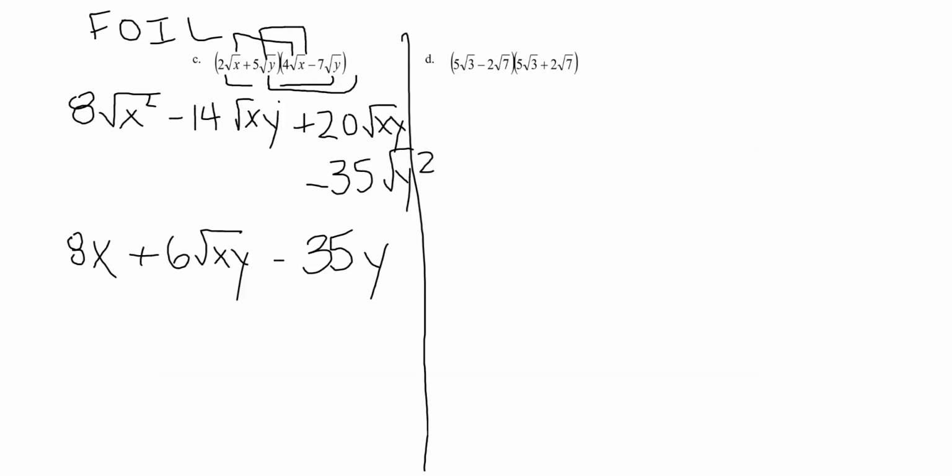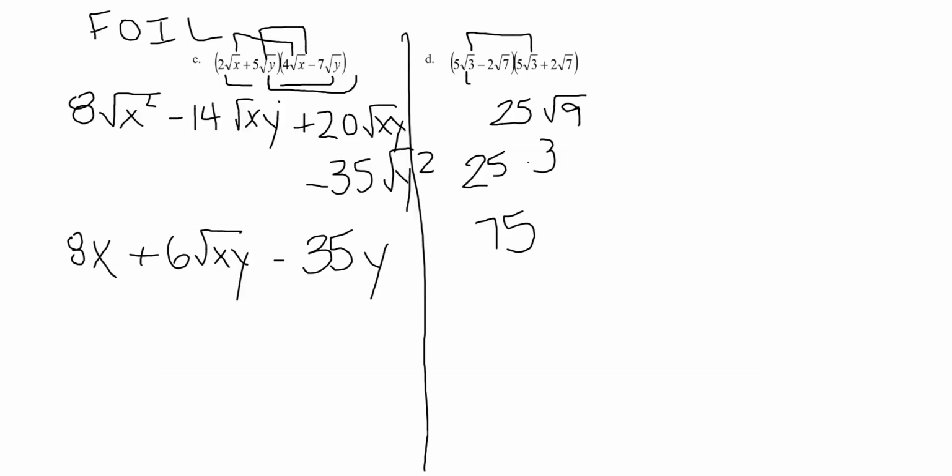We're going to do the same thing over here with d. And we're going to multiply our first terms first. 5 times 5 is 25. And the square root of 3 times the square root of 3 is 9. Now, you may recognize we can simplify that. The square root of 9 is 3, so we can do 25 times 3, and I get 75.